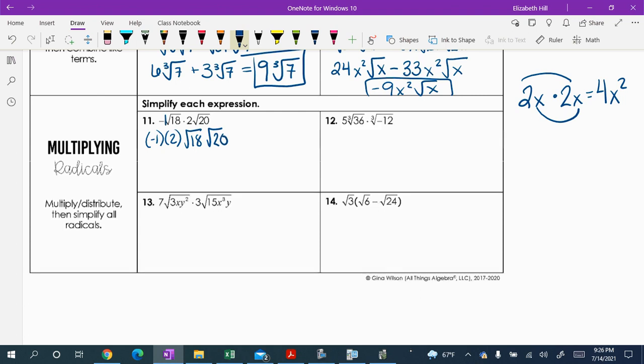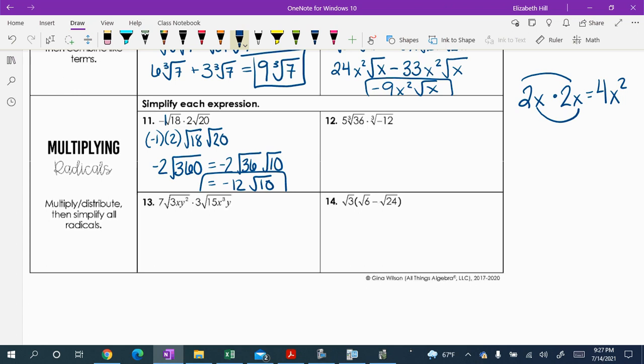Now, what's unique about this is just like how we take apart to simplify, we can put back together. Negative 1 times 2, well, that's negative 2. And then if I take 18 times 20, that's going to give us 360. And what's most likely going to happen here is we can now break that apart. So I can go ahead here and take 36 times 10. Square root of 36 is 6. 6 times negative 2 is negative 12. So negative 12 square roots of 10 is what we would get here.